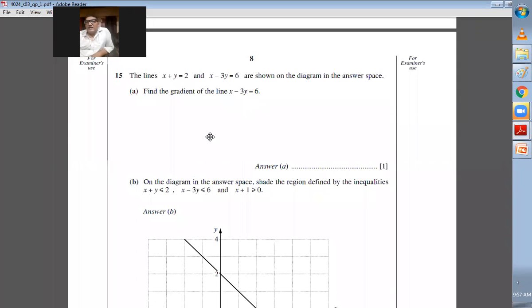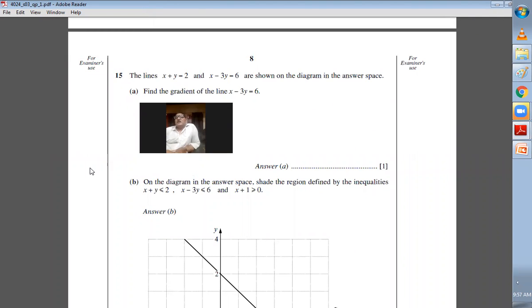He says the lines x plus y equals 2 and 3x minus 3y equals 6 are shown on the diagram in the answer space. Find the gradient of the line x minus 3y equals 6. If you want to find the gradient of this line, I will make y alone, and y should be positive and alone on one side. So I will have x minus 6 equals 3y, and when I make y alone, the 3 will go on the other side and divide.